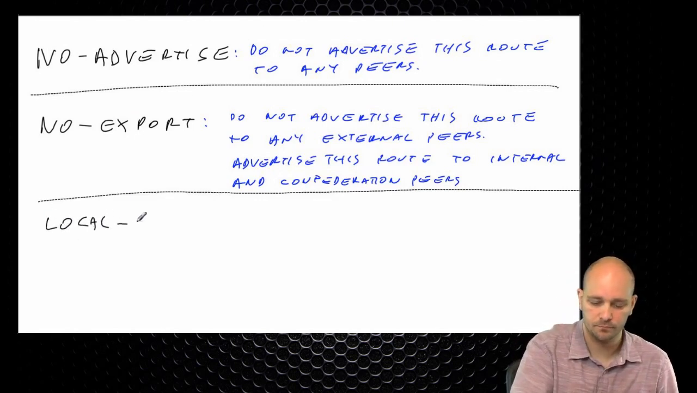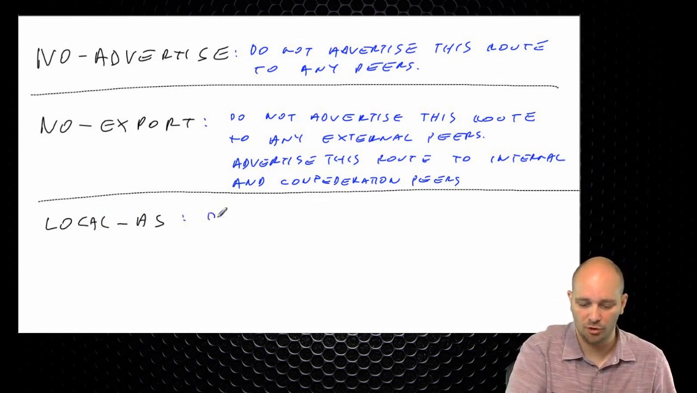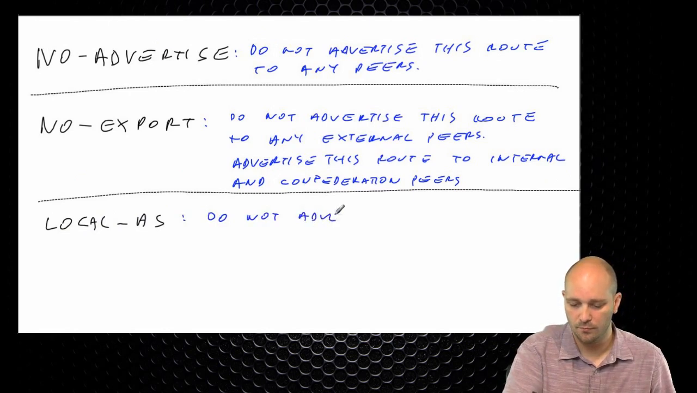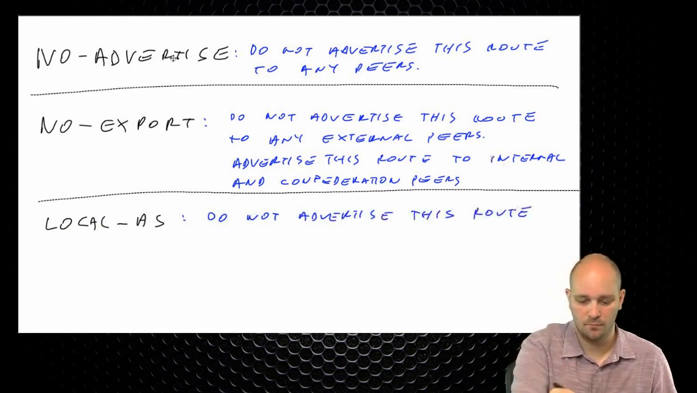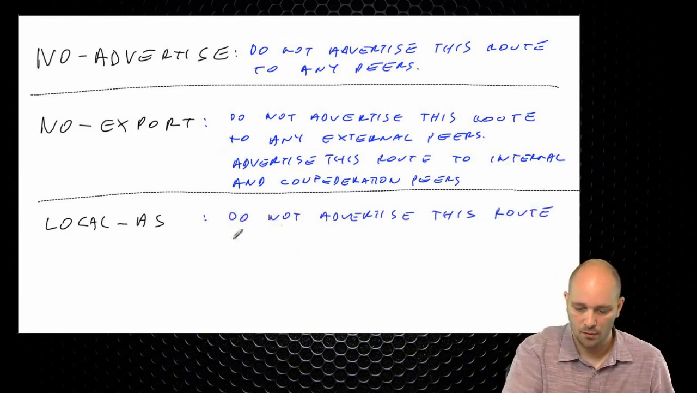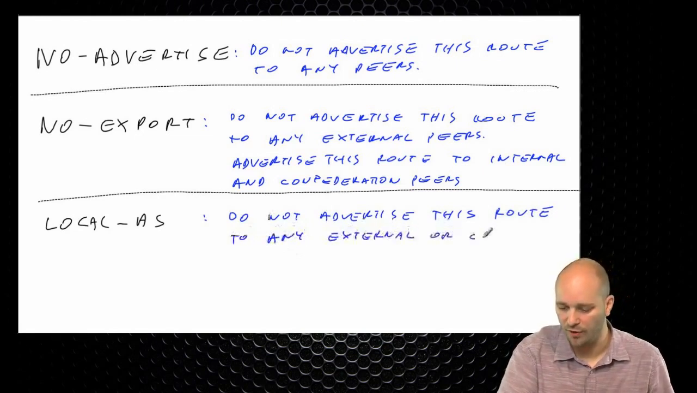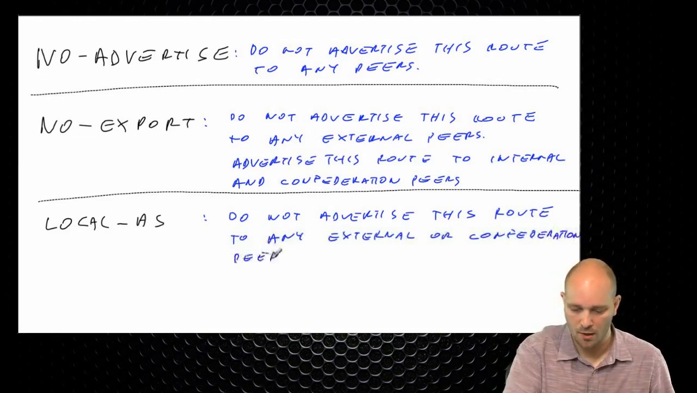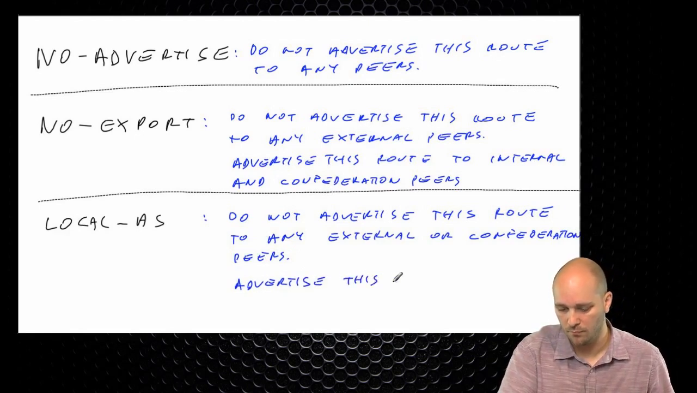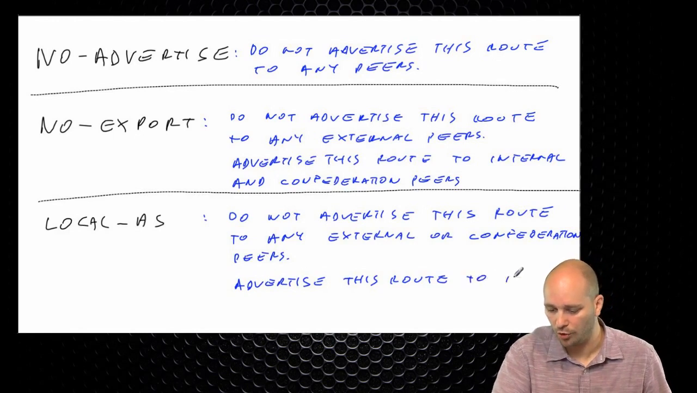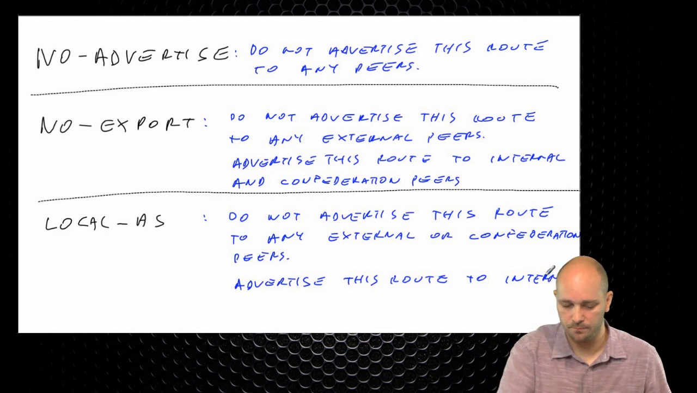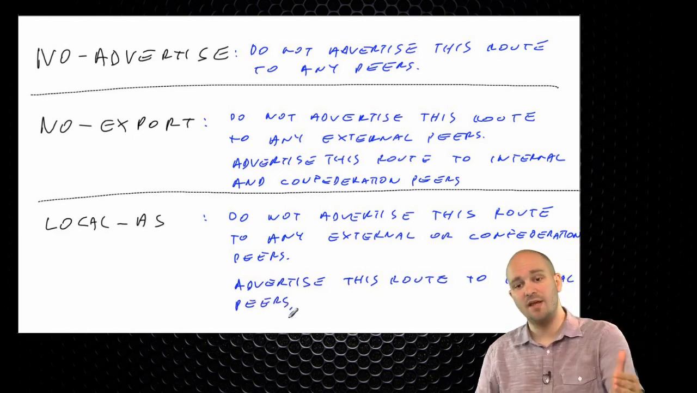local-AS. This simply means do not advertise this route to any external or confederation peers, but it means advertise this route to internal peers. So this is what these three communities do.